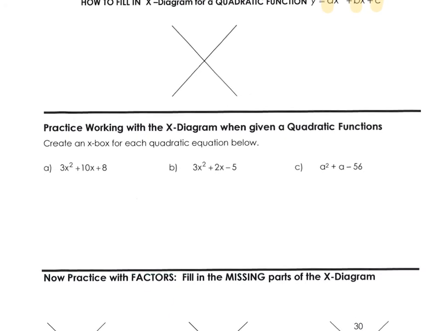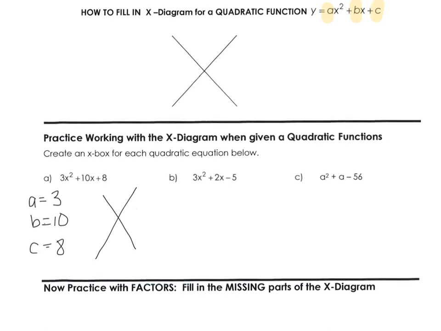Okay, looking at the trinomial that I'm given, this is a quadratic because it is an x squared. A is 3, B is 10, and C is 8, based on those rules we talked about. Okay, we're going to have to fill in the x box. This is going to be one of the most important parts of factoring.